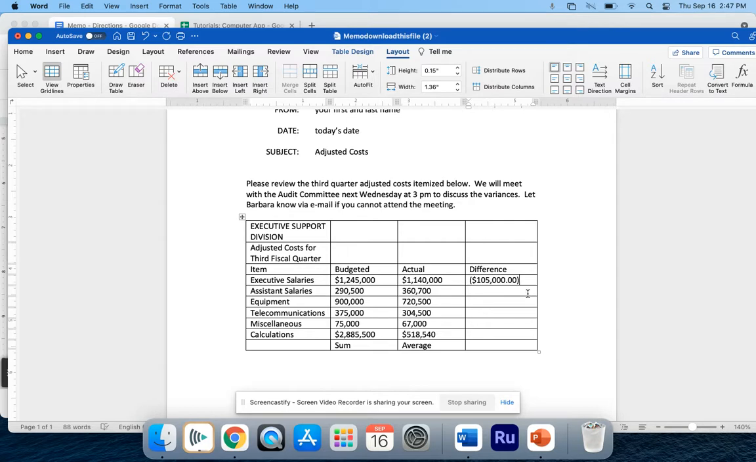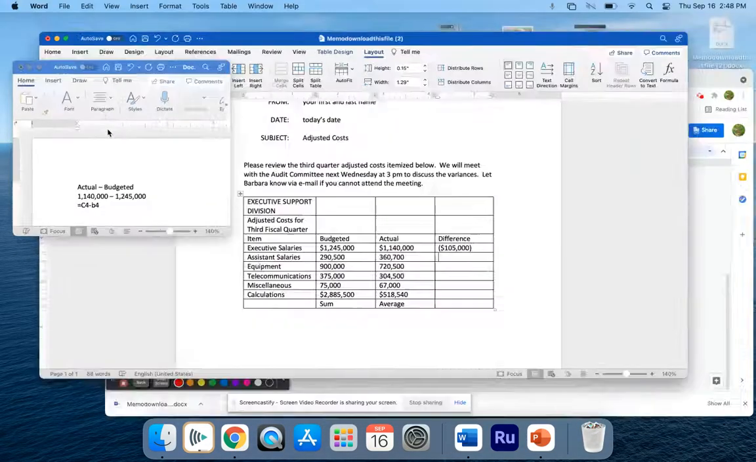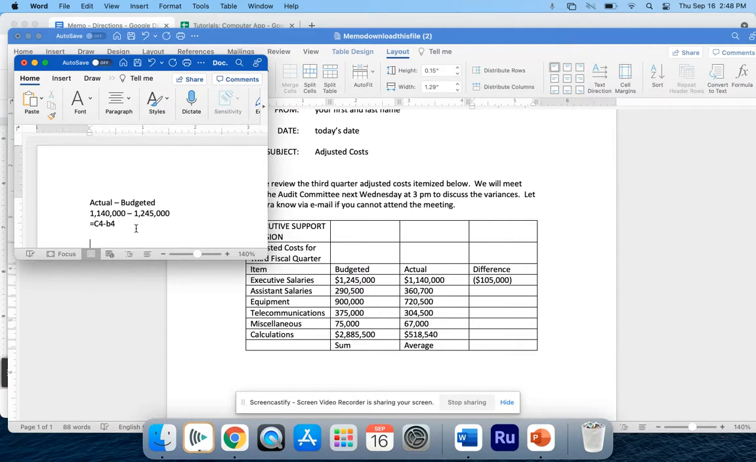That actually means that it's a negative number in the business world. Then the other thing you have to do is carefully delete the 0.00. And there you have it. So a negative $105,000 is the answer. Okay. Now, if you go down to the next cell, we'd repeat the process. We want to take 360,700 minus 290,500.